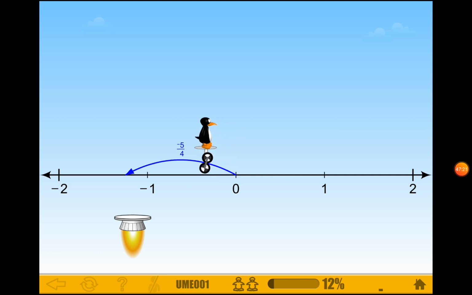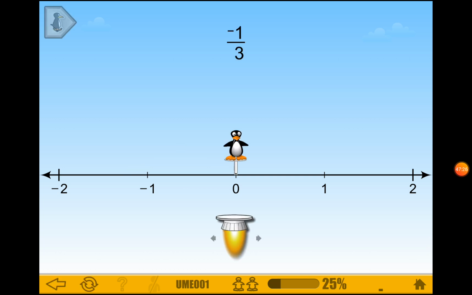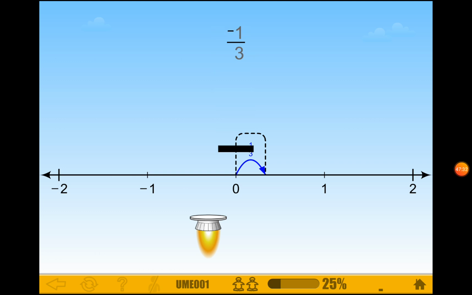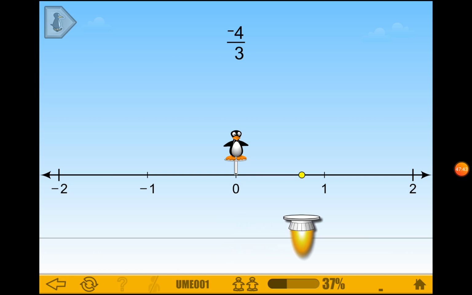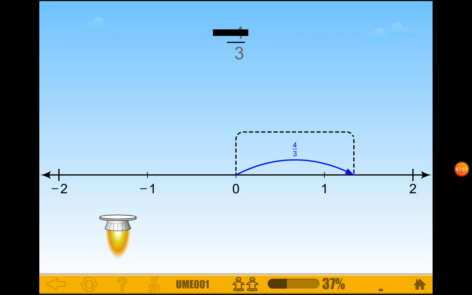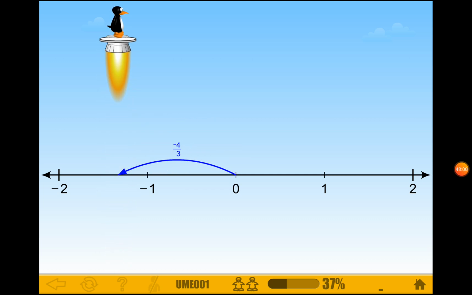Oh, that was weird. Thought I got it wrong for a second. Okay, negative 1/3 is approximately right there. Right in the middle, pretty much. No, that's not in the middle. I want to try and make it really accurate. So this is negative 3/3, and this has to be negative 4/3. That looks pretty accurate to me. Ooh, that's pretty accurate. Yeah, that's really accurate. Oh no, it's just that. Yeah, that's pretty good.